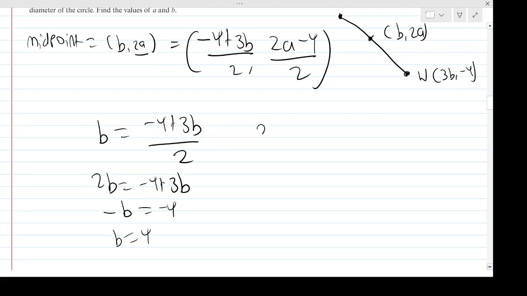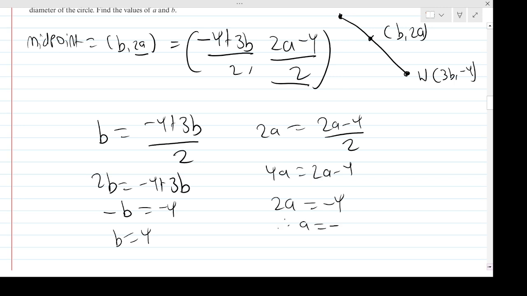So 2A is now equal to the other y part, which is 2A -4 over 2. Do the same thing. Times across by 2. I get 4A is 2A -4. Then I can move the 2A to the other side to get 2A is equal to -4. Therefore, A is -2. There we are. So we found the values of A and B there.